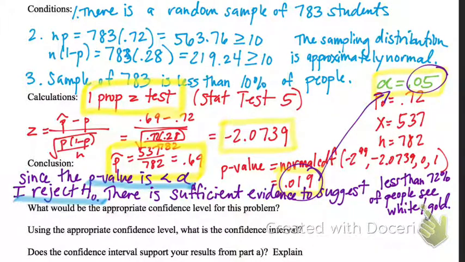Okay, the next 3 are follow-up questions that I see oftentimes on a free response, so I'm going to go into those on a blank. The first question says, what would the appropriate confidence level be based on your hypothesis test? The connection between confidence intervals and hypothesis tests is all based on your alpha, the alpha given.